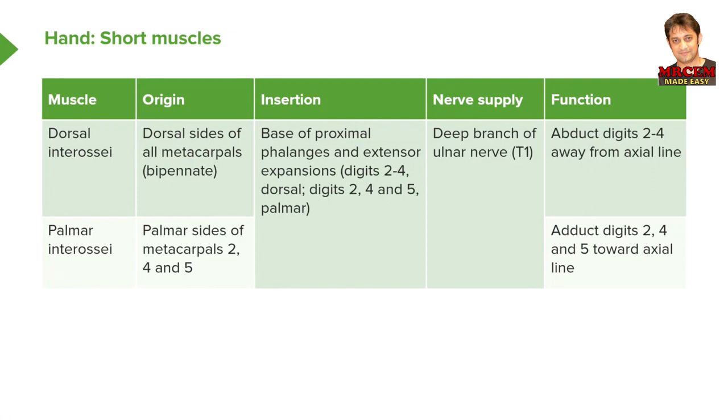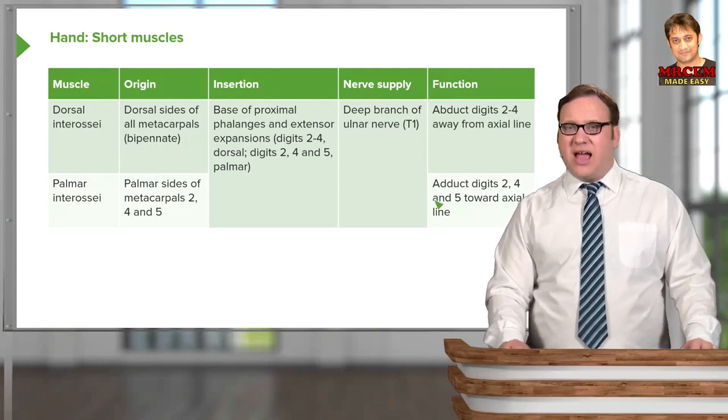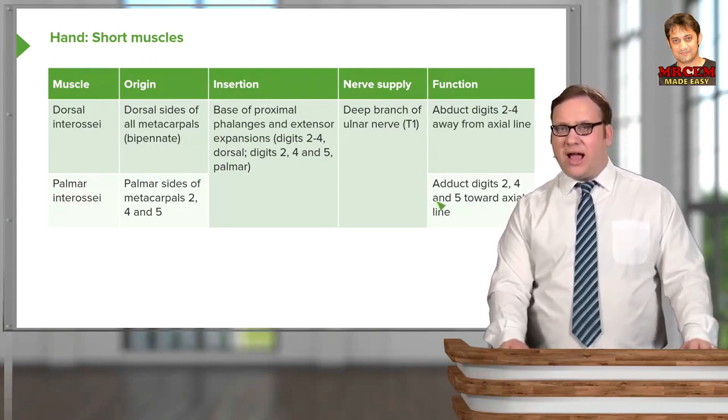We can see the dorsal interossei are coming from the dorsal sides of all the metacarpals. These are bipennate muscles. And the palmar interossei, as I said, come from the palmar sides of metacarpals 2, 4, and 5. They insert onto the base of the proximal phalanges and also the extensor expansions. The nerve supply for these interossei is via the ulnar nerve, the deep branch. The dorsal interossei are associated with abducting digits 2 to 4. Palmar interossei are associated with adducting digits 2, 4, and 5.